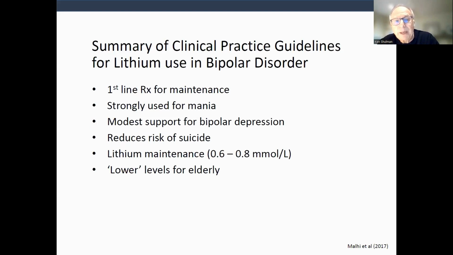It is strongly used for mania, less effective in bipolar depression, but there's evidence that it reduces the risk of suicide. And the maintenance dose, and I want you to pay attention to these values, this is what's recommended by the latest practice guidelines, 0.6 to 0.8. It's a bit of a narrow range, frankly. Hard to keep people in such a narrow range. But just remember those figures, because we're going to go back and look at laboratory reporting for lithium in older adults. And they were not a geriatric task force, but simply recommended, quote, lower levels for the elderly.